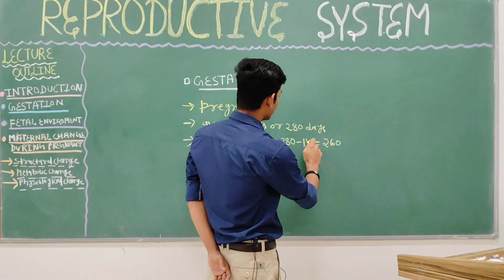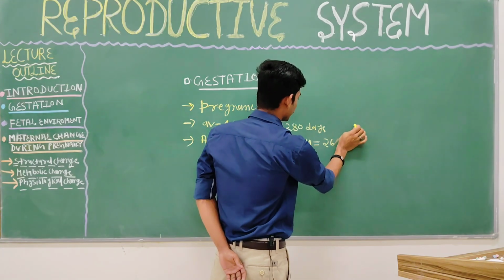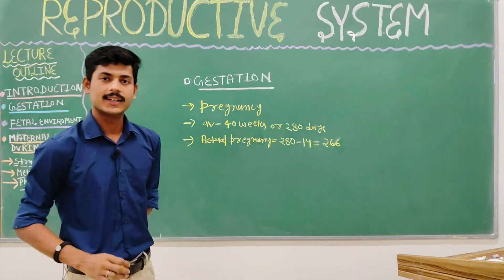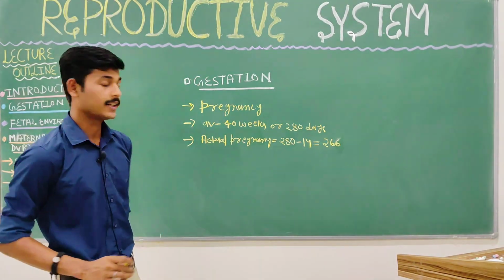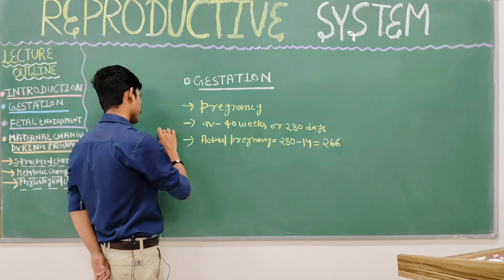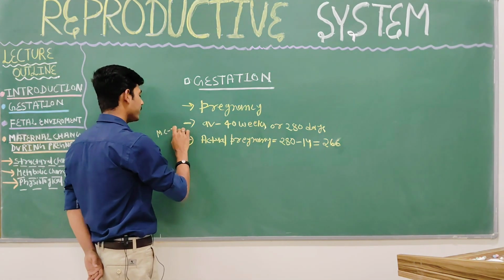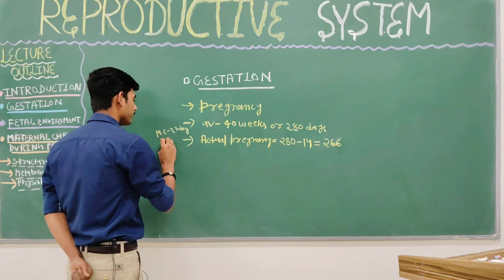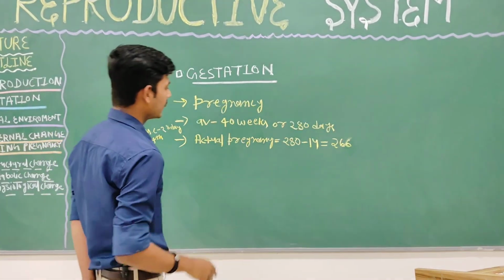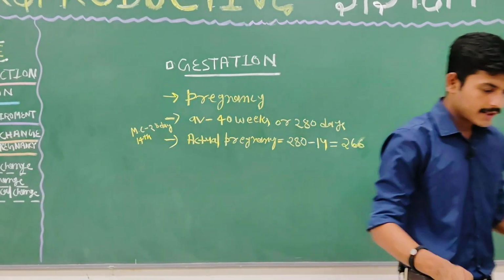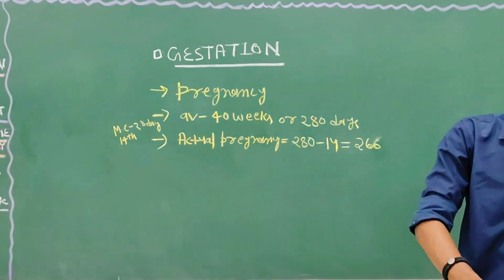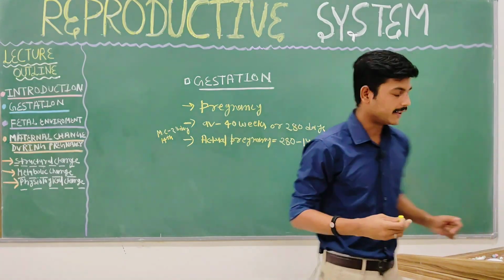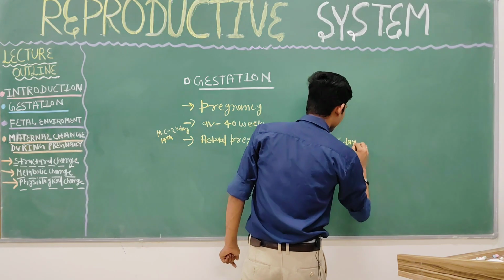280 minus 14, that comes to 266 days. It's the actual pregnancy duration. If the menstrual cycle length is 28 days, and if the egg is fertilized on the 14th day, then the actual pregnancy period is 266 days.